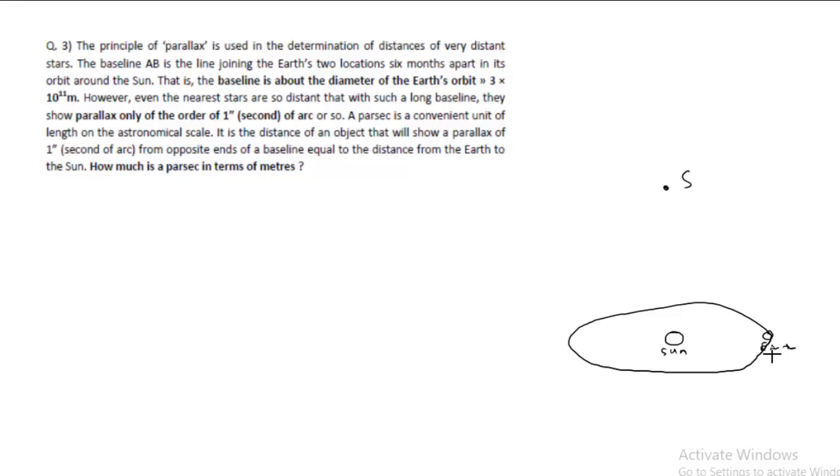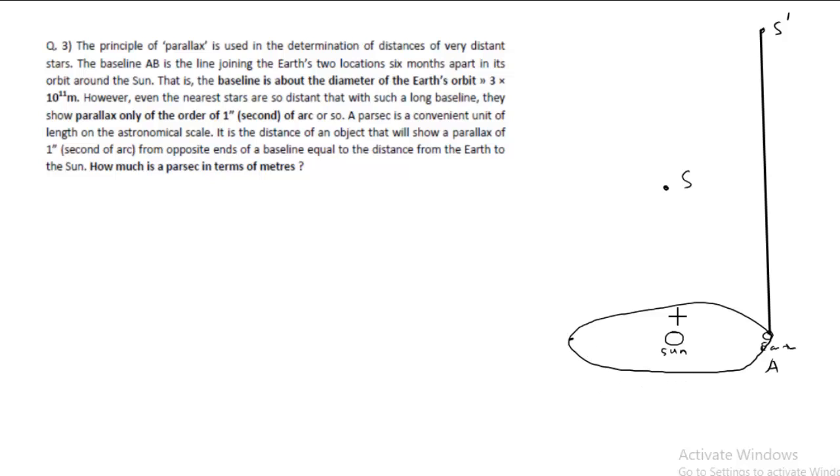Now suppose in the month of January earth is positioned at A and you are observing the star S with respect to a distant star S dash. You can consider the S dash is at the periphery of the universe. It is much farther away than S. So whether you are observing this S dash from A, it will appear to be at the same location.